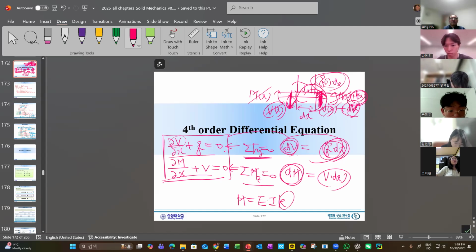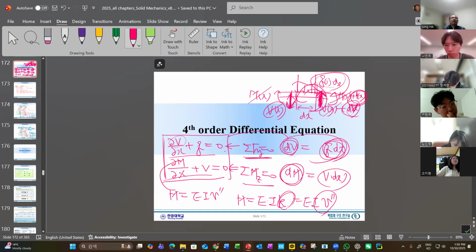What is a curvature? Well, EI V double prime. That's the theory we learned, right? The curvature is simply V double prime. So combining all this, the moment equals EI V, where V is the deflection we'd like to solve for, double prime.